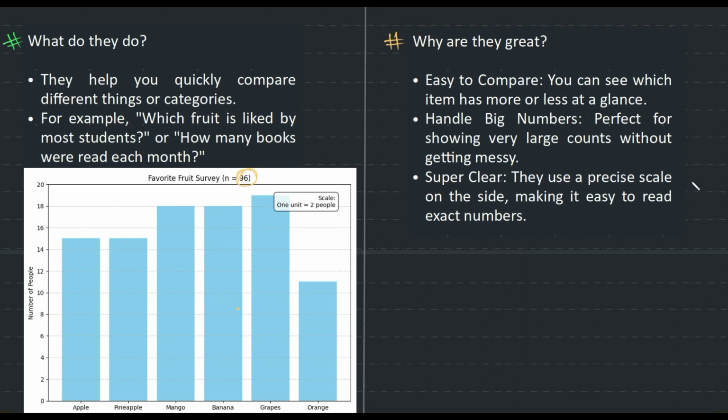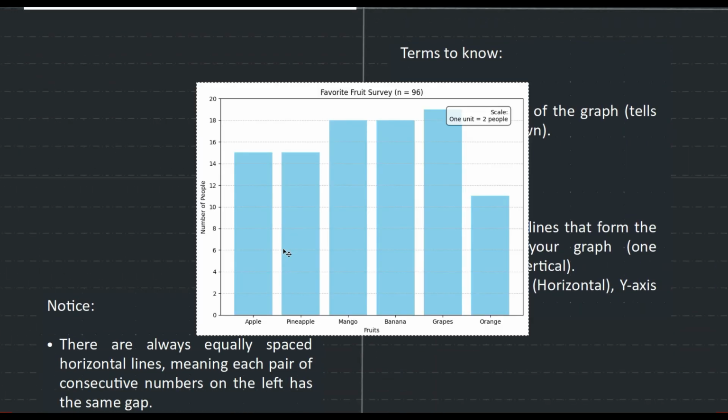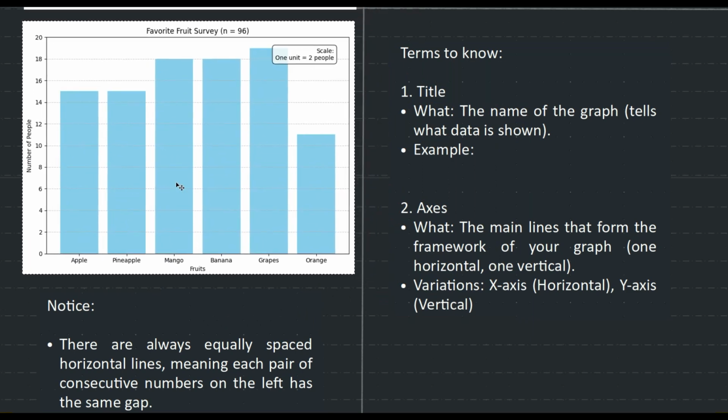Super clear. They use a precise scale, so you can see a scale. So for this data, 96 people, the scale of 2 is good enough, making it easy to read exact numbers. So for this statistics, wherein you have 20 people and 14 people or 8 or 9 or 10 people, it's much easier to use a scale of 2. So it's very clear. So these are the advantages. Anyways, you don't need to memorize per se, but you should actually acknowledge it. Actually, you should feel it. Never just agree to a point.